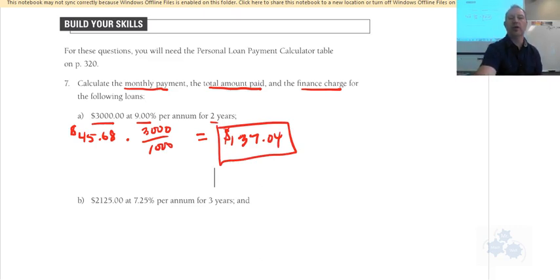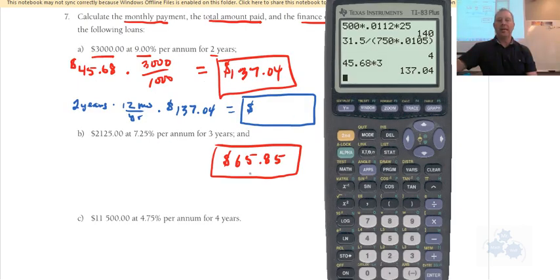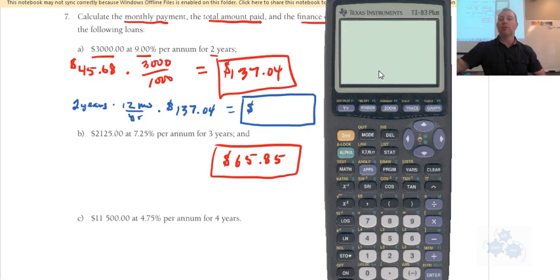Okay. Go ahead and do B. See if you're on the right track. Okay. So for B, the monthly payment, you guys were right, $65.85, and we're going back to A now to finish. So the total amount that's being paid is the payment times the number of months. So this is going to be 137.04 per month times 2 years of 12 months. So that's 24 months. So $3,288.96.